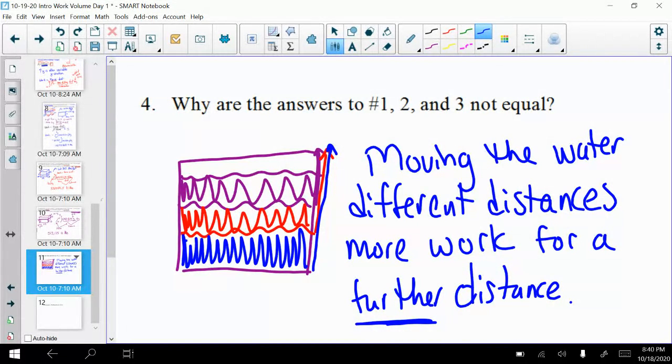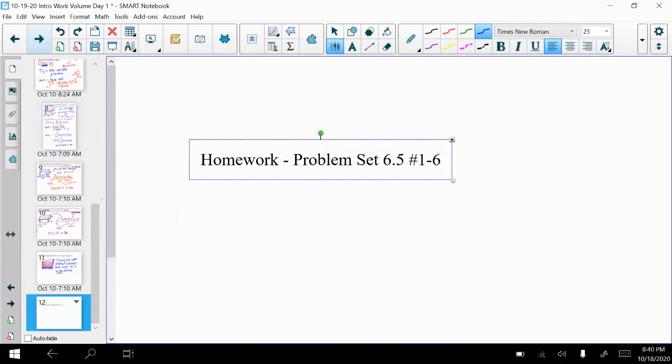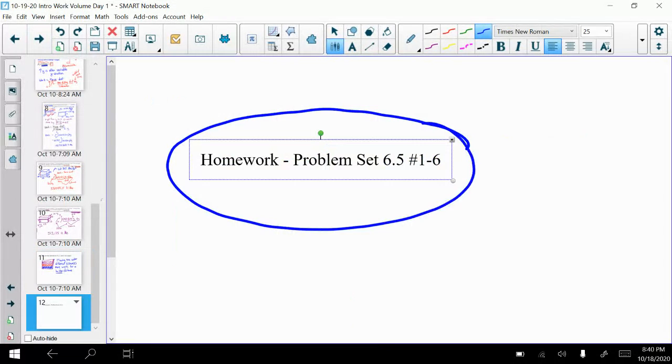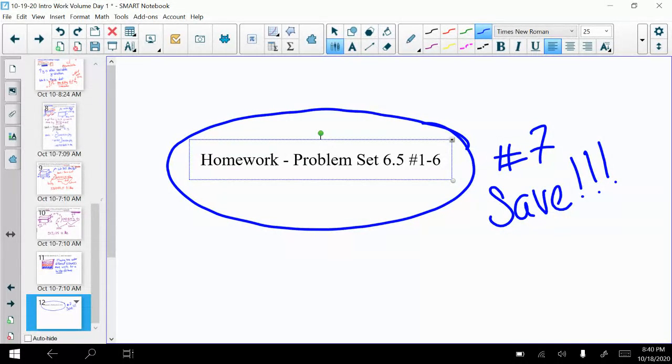All right. Well, with that, I'm going to send you guys off. Try your problem set. Now, I'm pretty sure this problem set goes up to number 7, but number 7, don't do tonight. Just save that for later. But just try 1 through 6. They should be all volume. And let me know if you guys have questions.